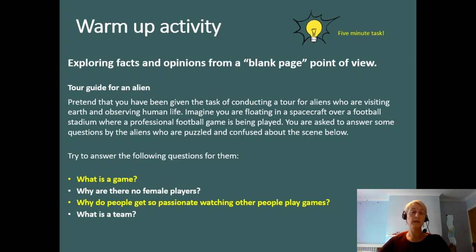And why are there no female players? Well, in this particular match, we've assumed it's being played by men, but we could argue equally that we also have female football players, and there are many countries that have women's football leagues. Indeed, only a few years ago we had the Women's Football World Cup that was played across the world. So they don't necessarily have to be just men playing.